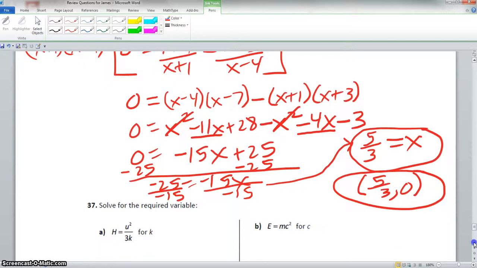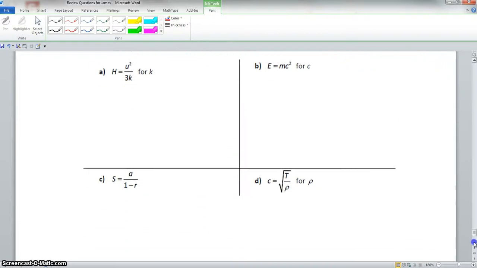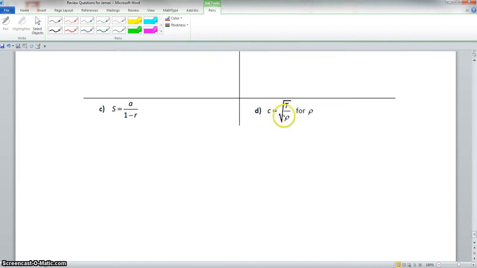Now we come down here to the last problem that was asked for, which is 37D. Now, we want to take this problem here and get P by itself. So the first thing we need to do is square both sides to get rid of this square root. So we would square the C, and we would square this value here. So this would give us C squared is equal to T over P.